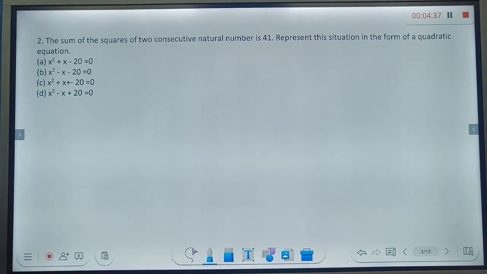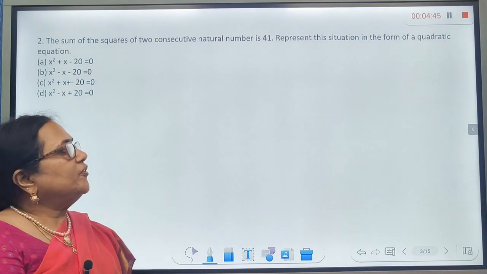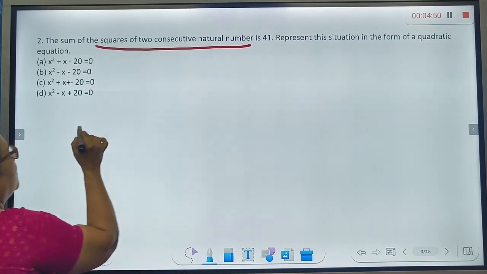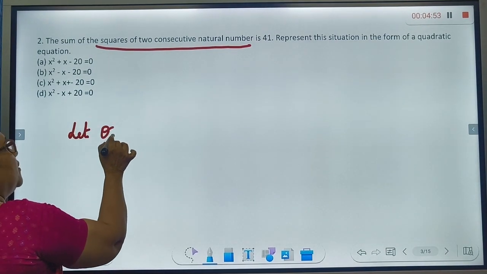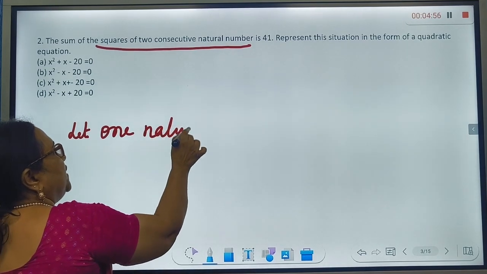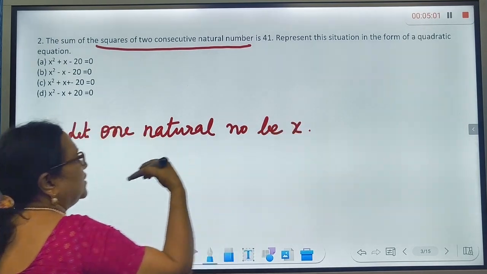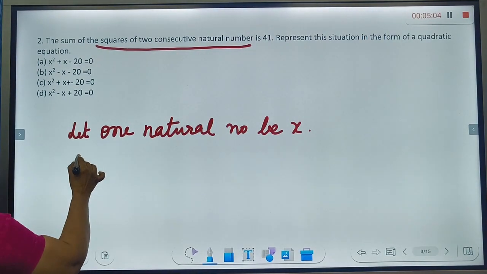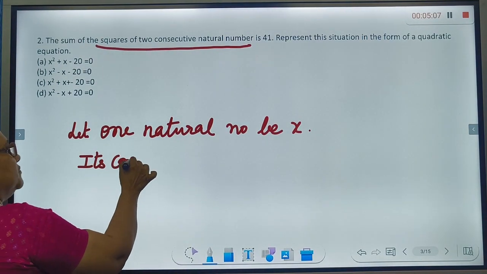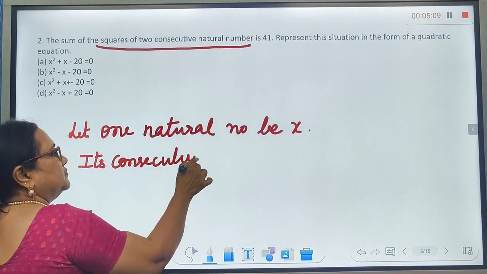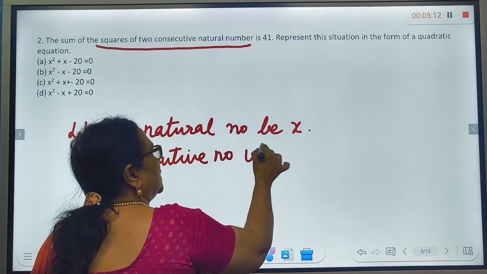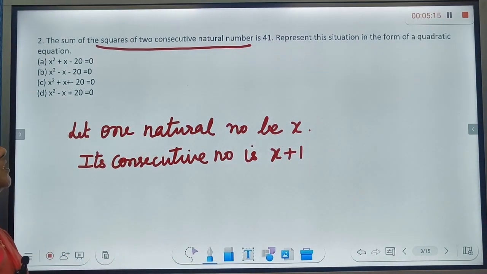Let us look at the second problem. Sum of the squares of two consecutive natural numbers is 41. Represent the situation in the form of a quadratic equation. So sum of the squares of two consecutive natural numbers. So let one natural number be x. Consecutive means what? The one which follows it. So its consecutive number will be x plus 1.